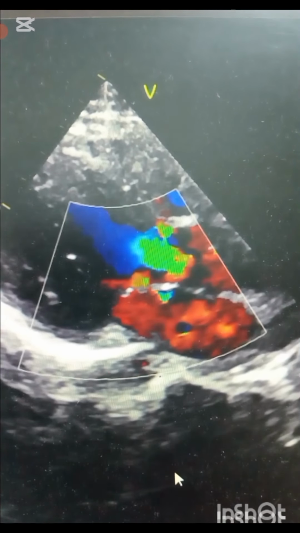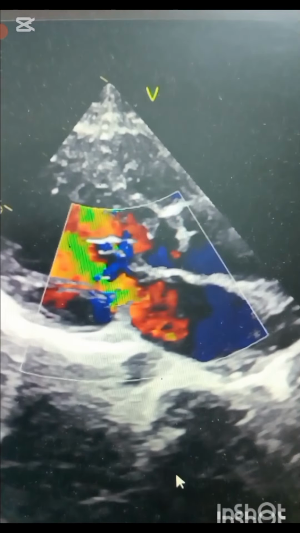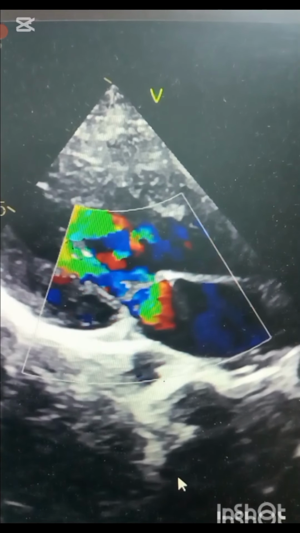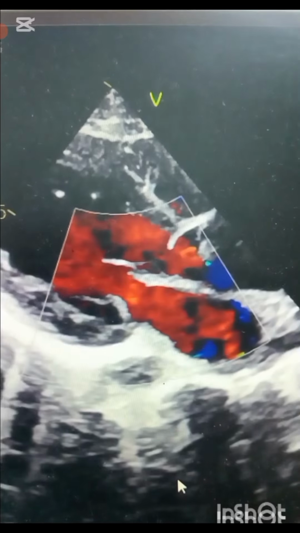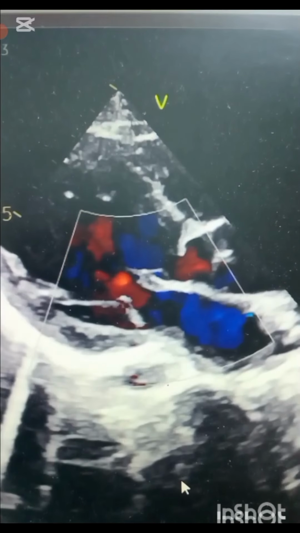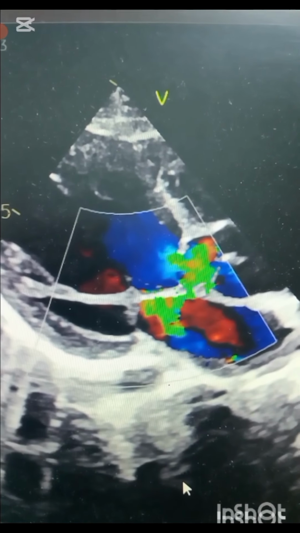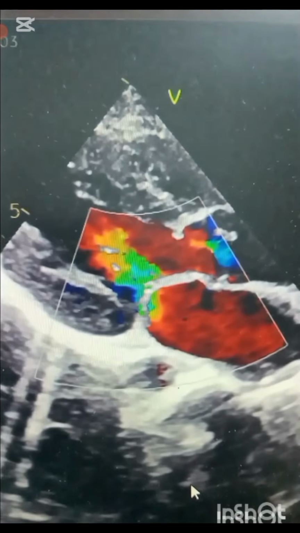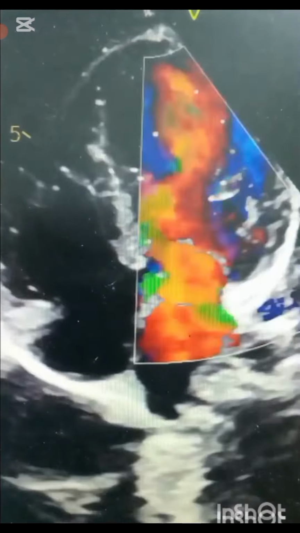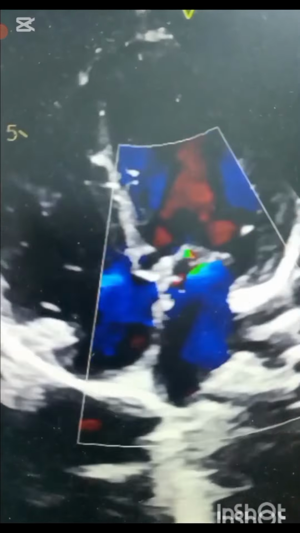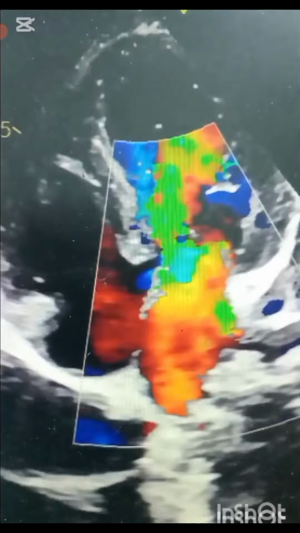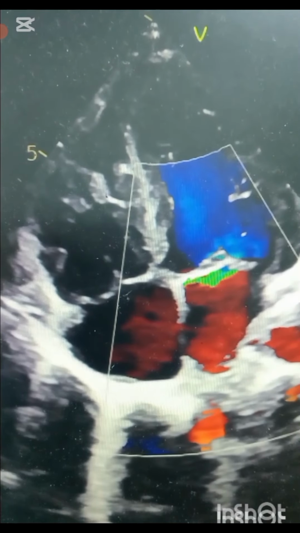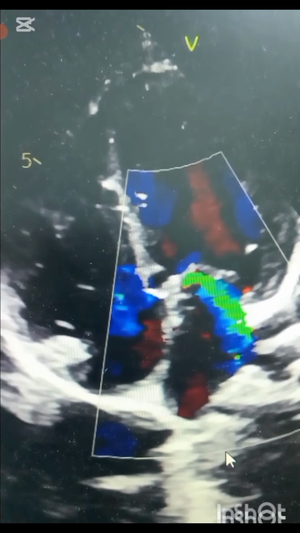Types and associations of the cleft mitral valve: it may be an isolated cleft mitral valve with an otherwise normal structure of the heart, and the second type is a cleft as part of an atrioventricular septal defect. It may be associated with atrioventricular septal defect, ostium primum ASD, left-sided obstructive lesions, or subaortic stenosis as in our current case.